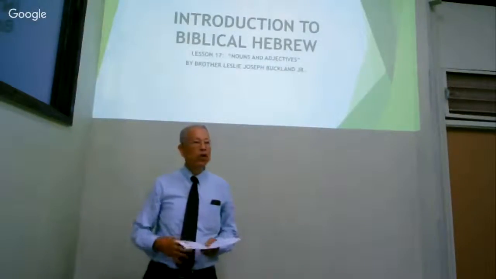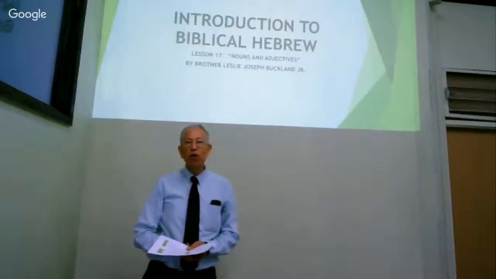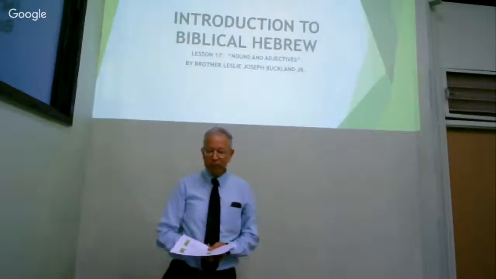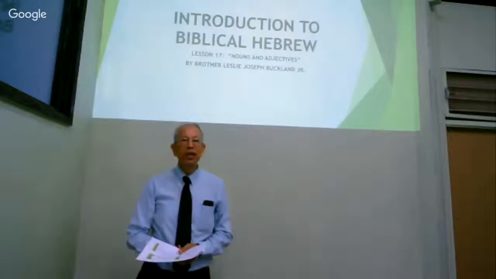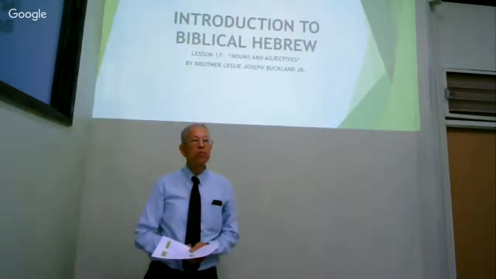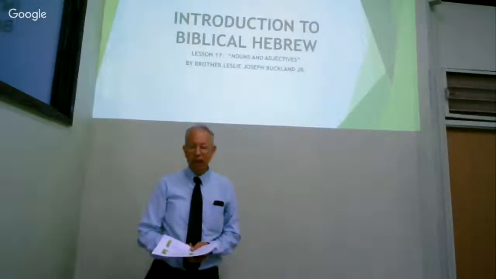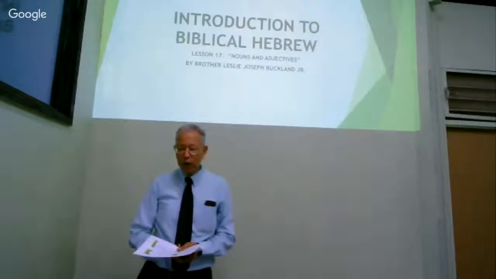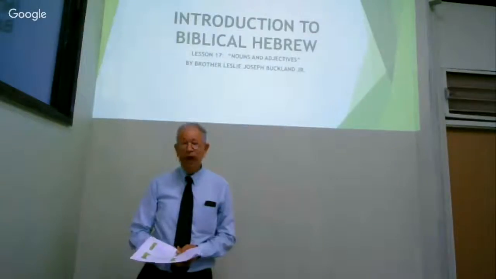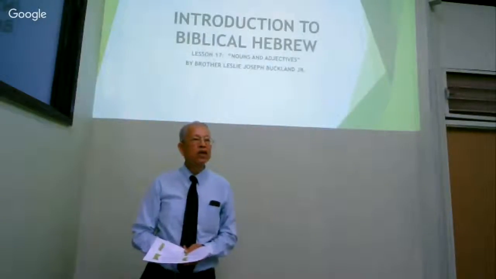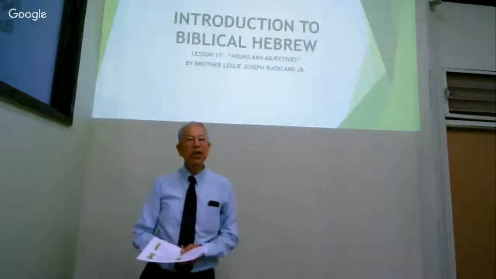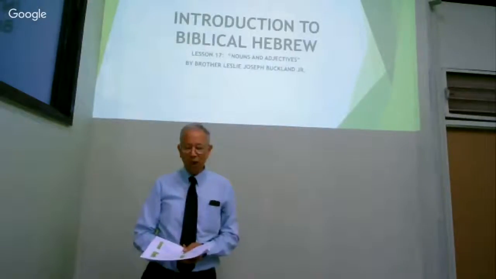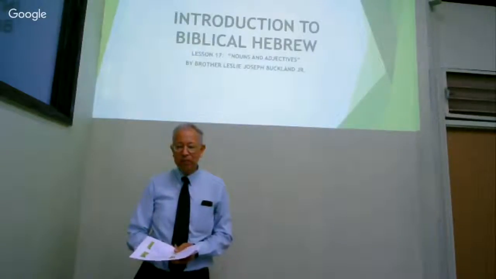In lesson number 17, we're looking at nouns and adjectives. And you know from French and English that a noun is a word that gives a name to a person or place, thing, or idea. And you know also from your own languages of French or French Creole, English or Jamaican Creole, that an adjective has a relationship to a noun. It's a close relationship. They go hand in hand. Adjectives add some more information about the nouns. They describe the noun. They tell you what kind of person or what kind of place or what kind of thing or what kind of idea it is.